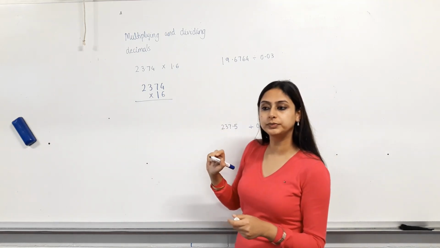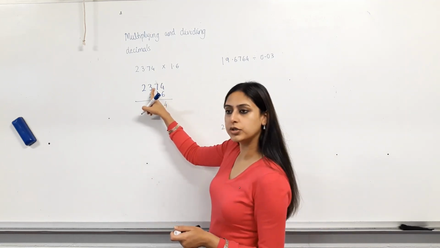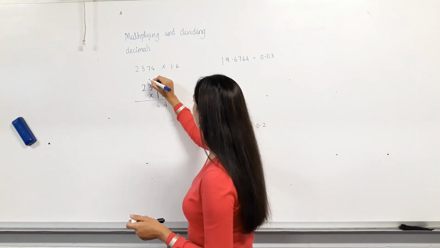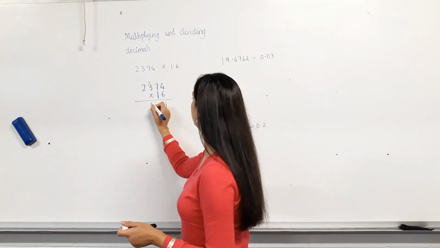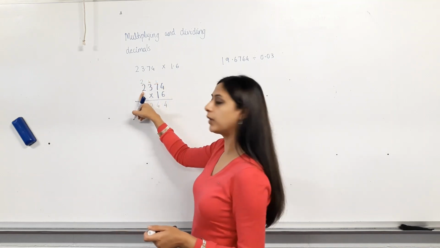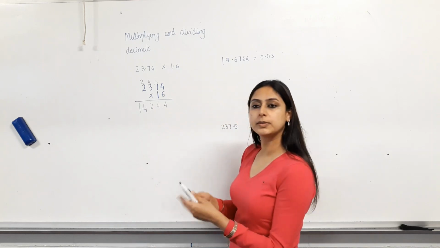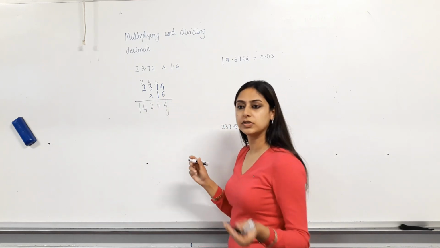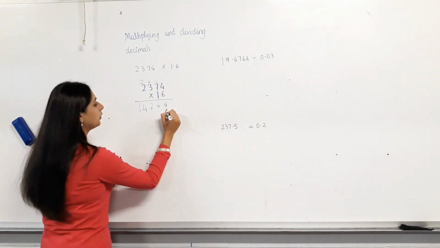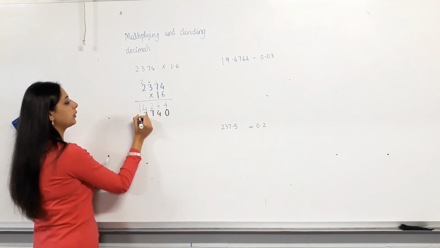6 times 4? 24. 6 times 7? 42. Plus 2? 44. 6 times 3? 18. Plus 4? 22. And 6 times 2 is 12. Plus 2 is? 14. Now, we're multiplying by the tens digit, so we put a 0 here. I've made it simpler. I've just given you 1. So 1 times 4, 1 times 7, 1 times 3, 1 times 2.